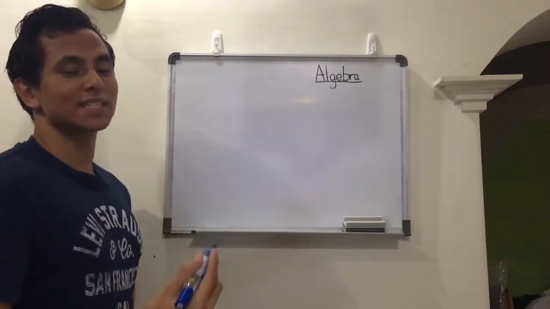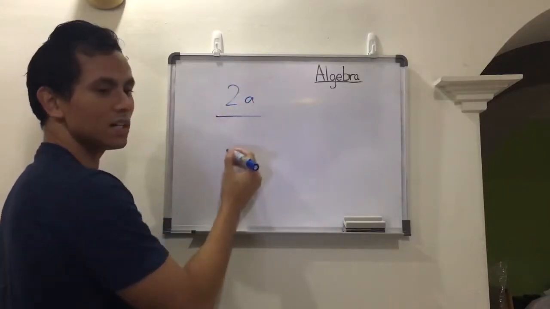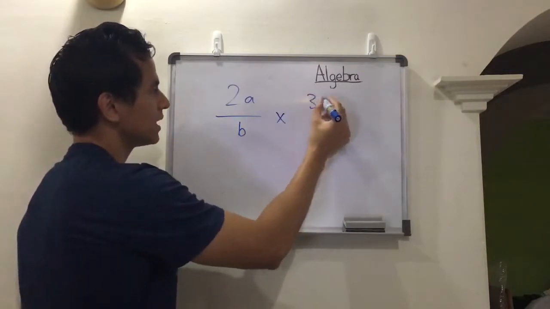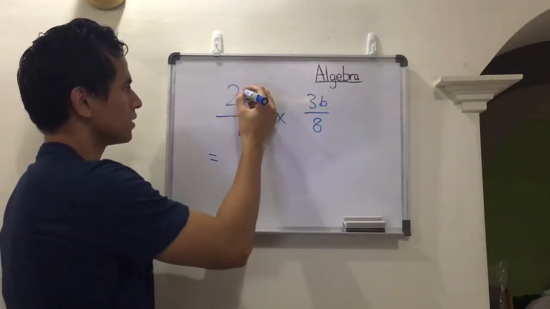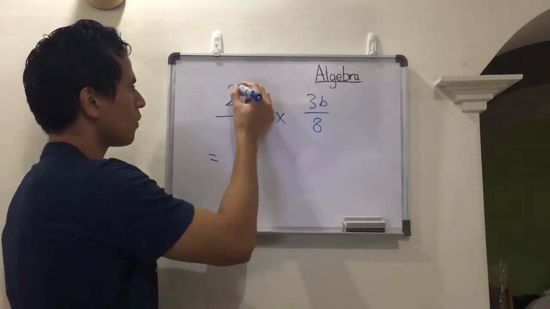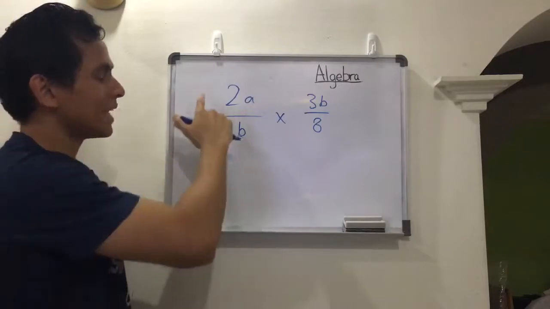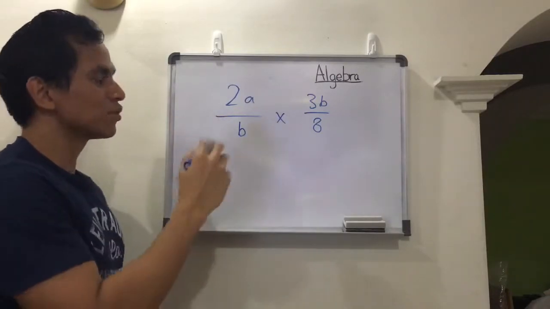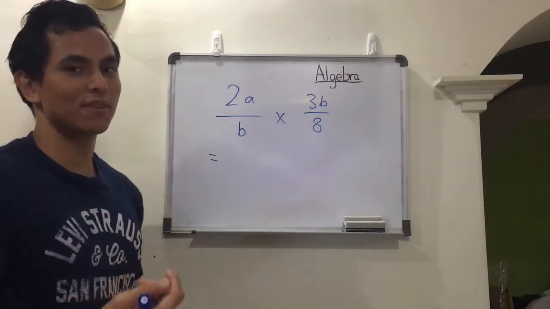Alright, here's my first example. Suppose we have 2a over b multiplied by 3b over 8. Alright, so what I really want to teach here is that when there's algebra and fractions combined, generally you're able to cancel out terms. And when I say cancel out, I'll elaborate further.